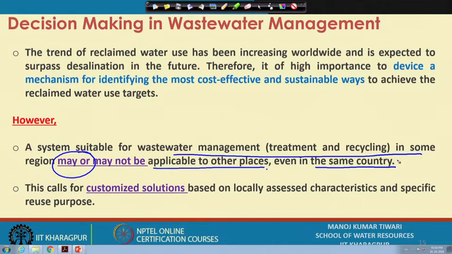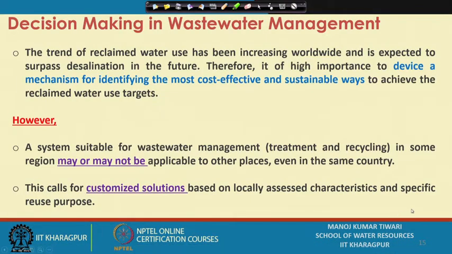And that is why customized solutions have to be developed based on the locally assessed characteristics and specific reuse purpose. If this is our reuse purpose and these are our local conditions, we have to have a system which can guide us in opting for an efficient or the most cost effective treatment scheme for local conditions, based on the local characteristics and the reuse target.